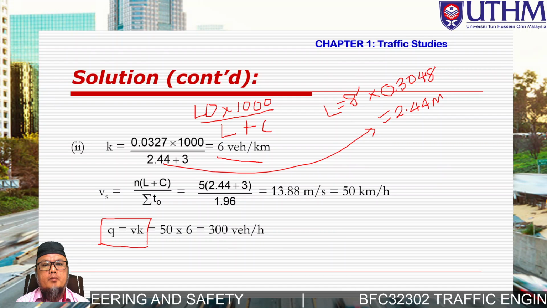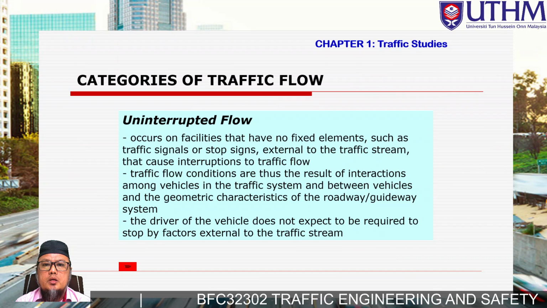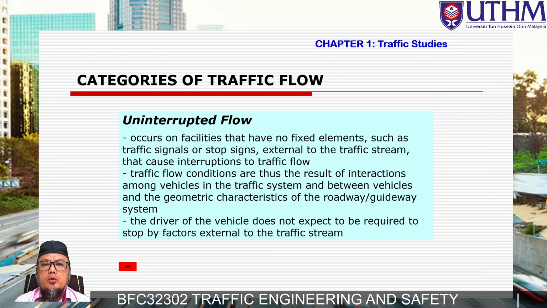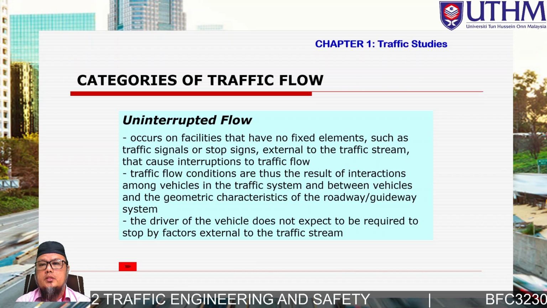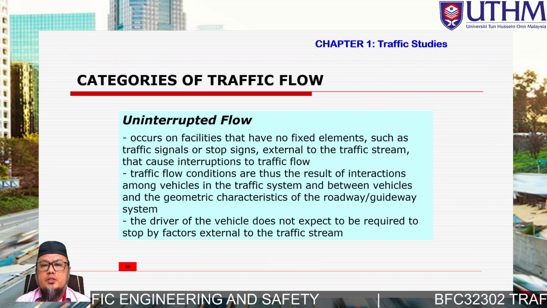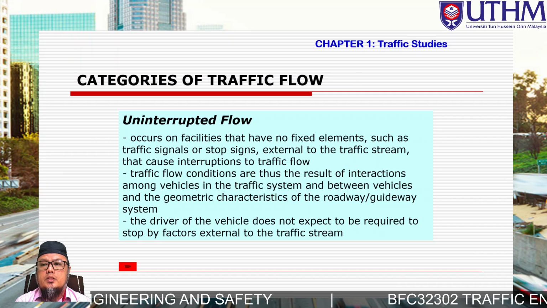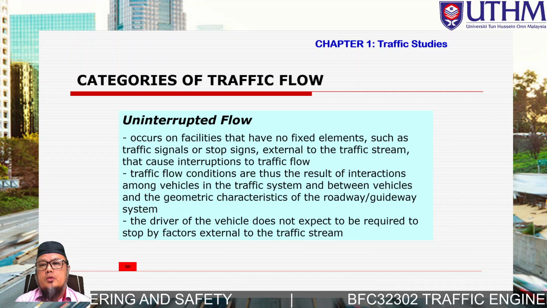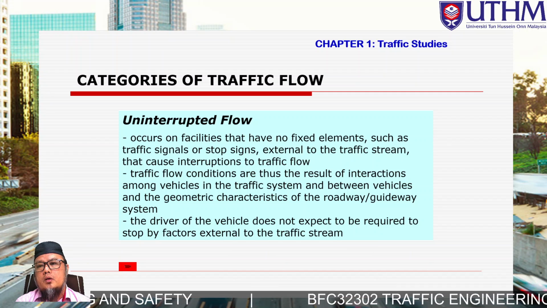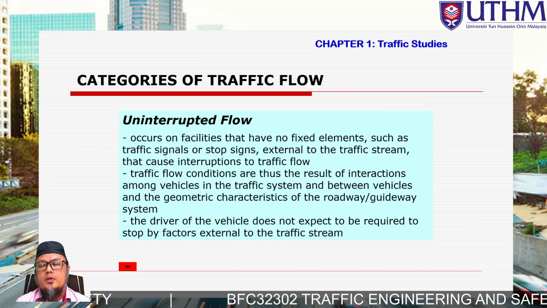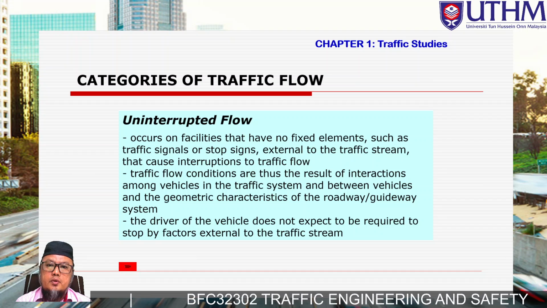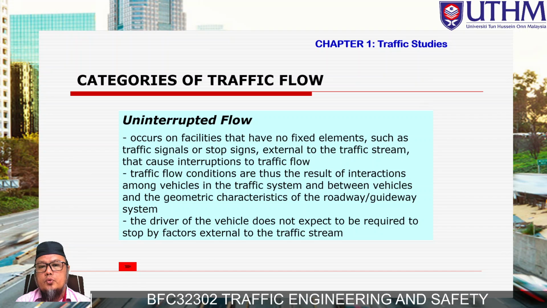Okay, now we move to this particular scenario. So we have two categories of traffic flow. Uninterrupted traffic flow occurs on facilities that have no fixed elements, such as traffic signals or stop signs, external to the traffic stream. This means the elements within the traffic itself will reflect the flow, not the presence of external traffic elements.